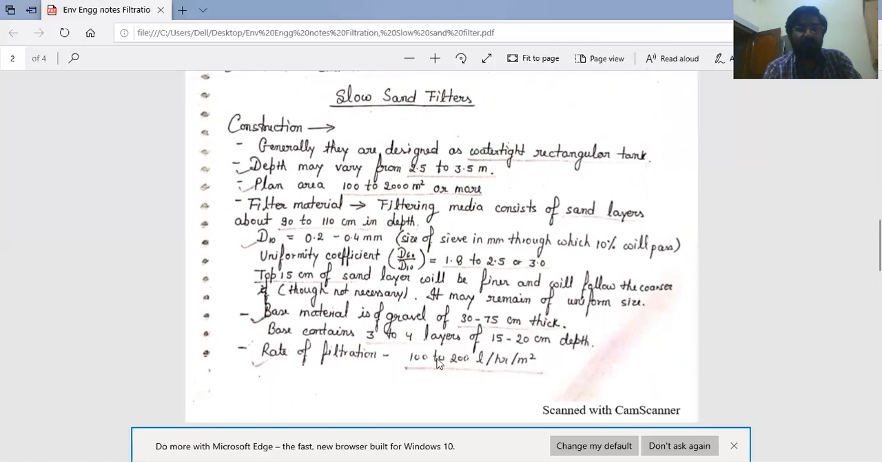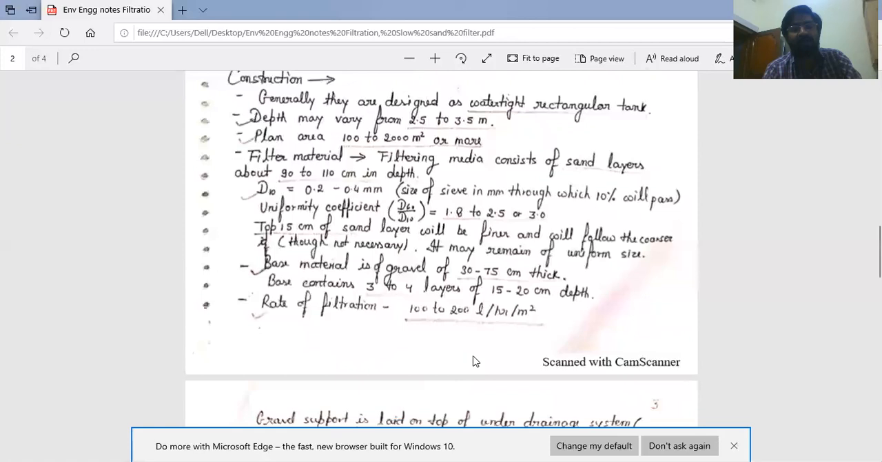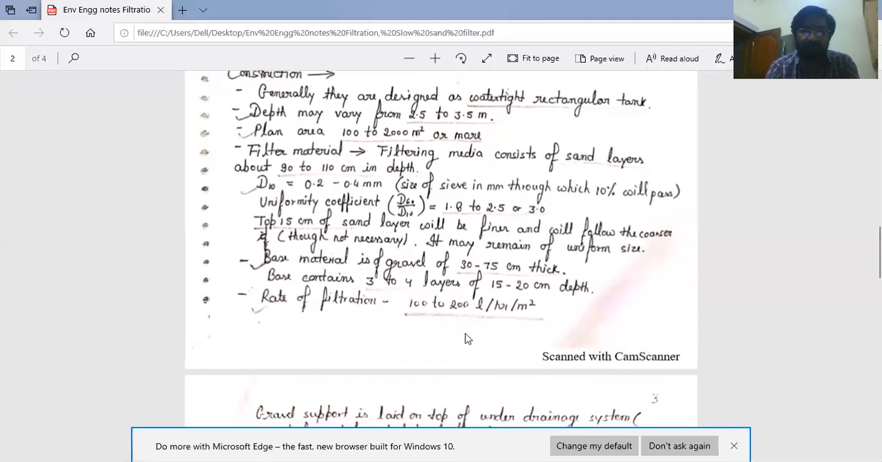The rate of filtration of a slow sand filter is 100 to 200 liters per hour per square meter, that is, 100 to 200 liters of water filtered per hour per square meter of filter medium.